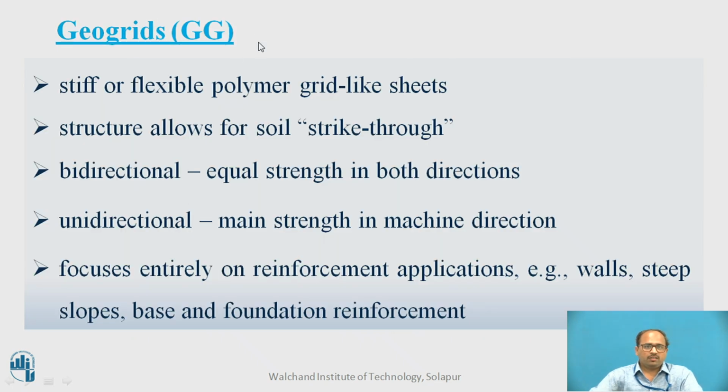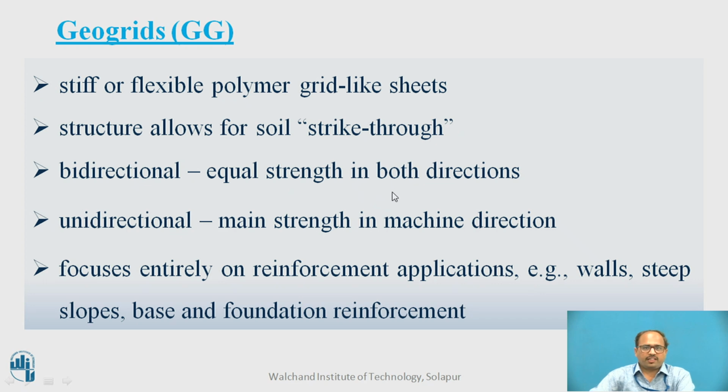Second one, geogrid. This geogrid is a very stiff and flexible polymer grid, shaped in grid form like your sheets. This geogrid structure allows for soil strike-through. Again, in geogrid we are using two types. One is bidirectional, then second one is unidirectional. Bidirectional has equal strength in both directions, for example your x and y direction.